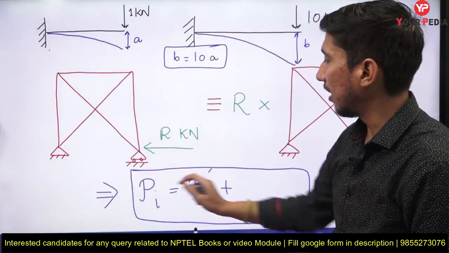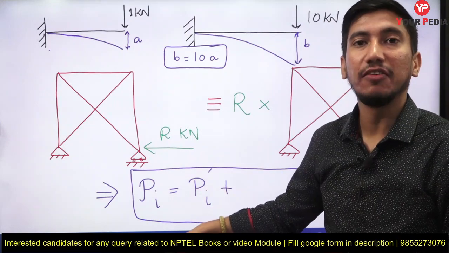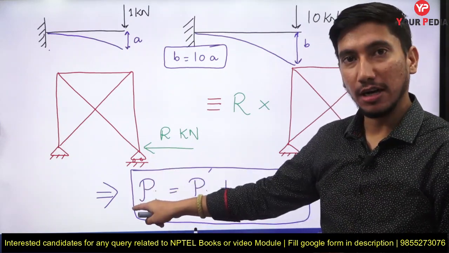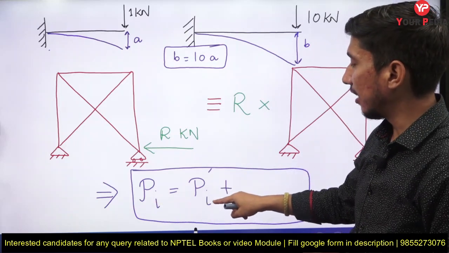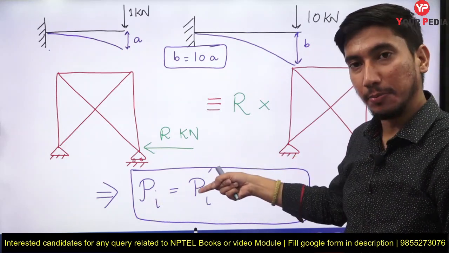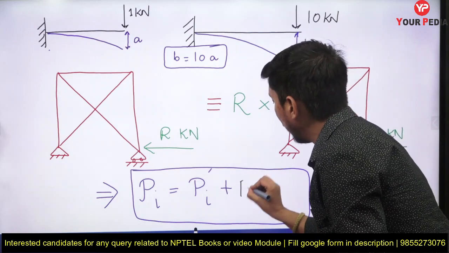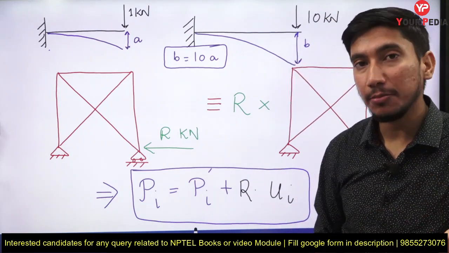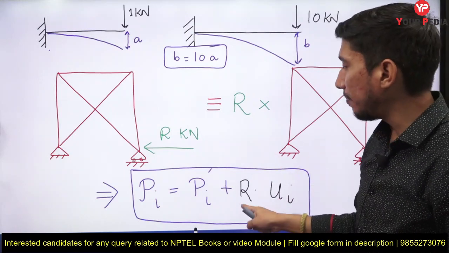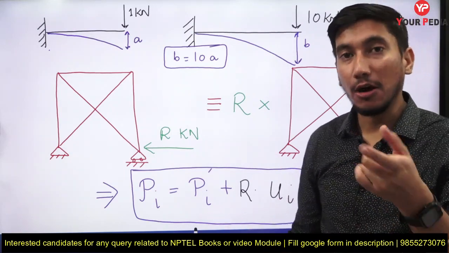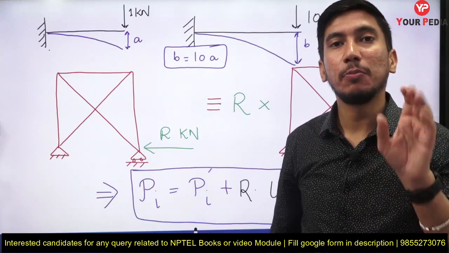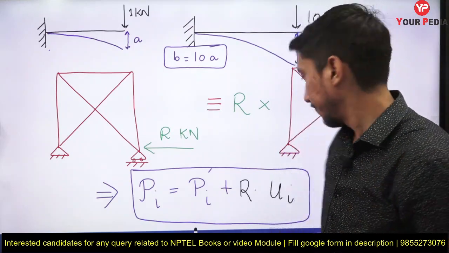So, like the previous relation that we derived in the previous slide, the force in any member under the P system of loading will be the force in that member under the P dash system of loading, plus the force in that member under unit loading multiplied by the value of the redundant force. Now we still need to find the value of the redundant force. How will we find that? For that we will use the principle of minimum strain energy.